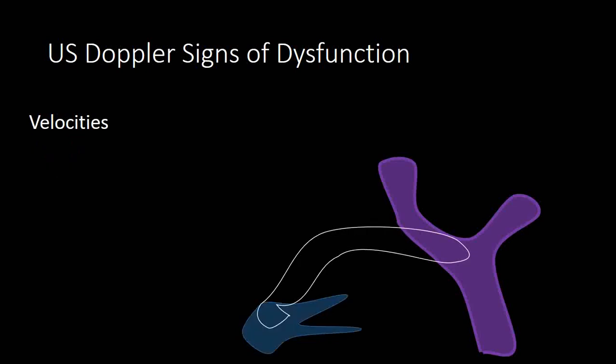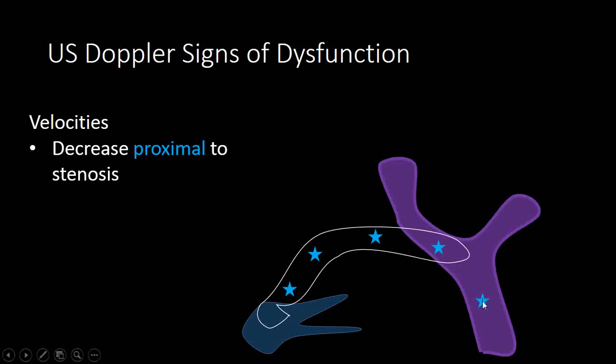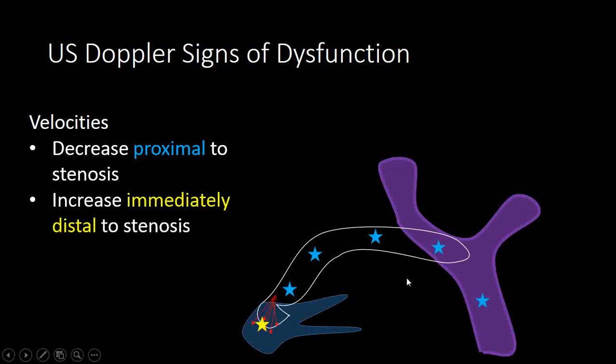Now, when stenosis has developed, we will see that the velocities proximal to the stenosis are going to be decreased. And these areas are indicated by the blue stars. Now, at the stenosis and immediately distal to the stenosis, we will see velocities greatly increased. And that's because the same volume of blood that's flowing through the wide open portion of the stent now has to all flow at the same time through this narrowed portion of the stent, and that results in a high velocity jet.